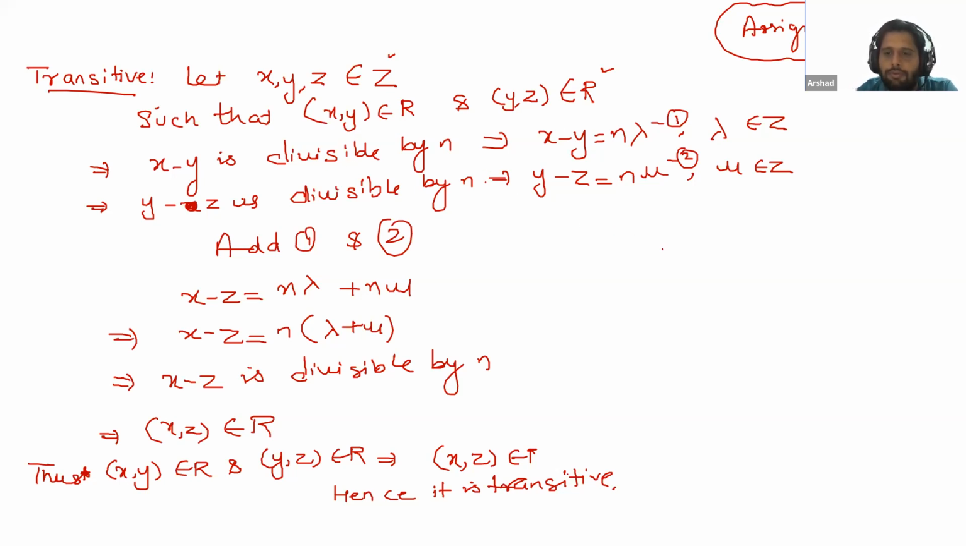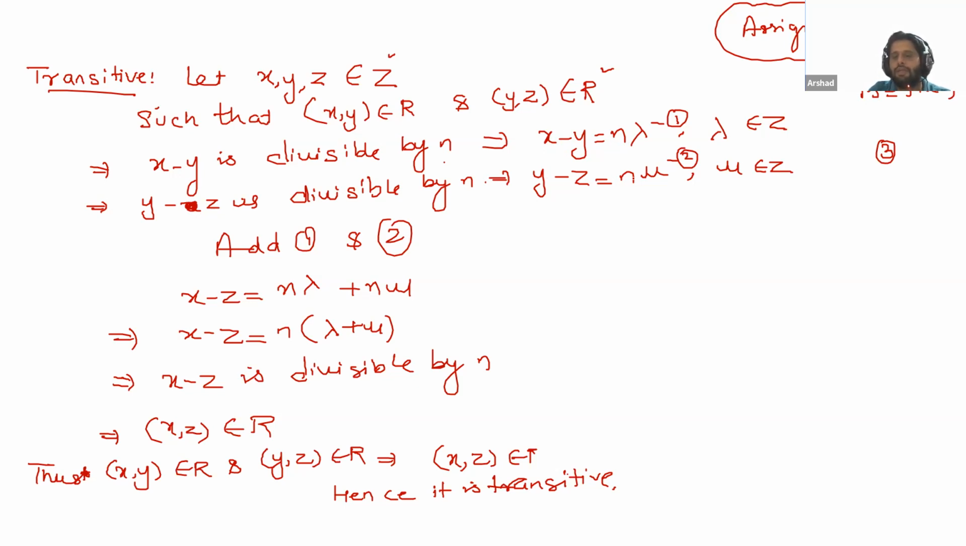Abdur and Umair, please check here. (x, y) belongs to the relation R, and (y, z) belongs to the relation R. So x minus y is divisible by n, and that's why we can write x minus y is equal to n lambda, where lambda can be any integer. We have already discussed why we write it like this. Suppose we have 10, which is divisible by 2, so we can write it as 2 into 5. Similarly, 15 is divisible by 3, so we can write 3 into an integer. That's why we have written this n lambda.